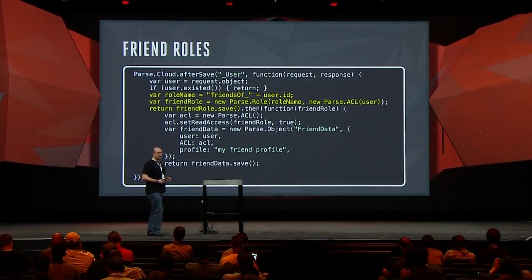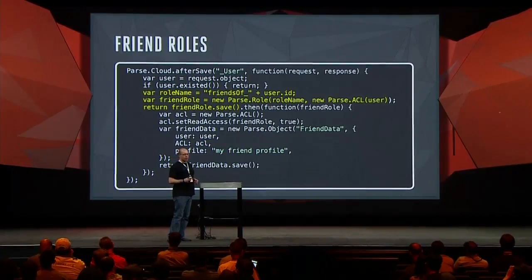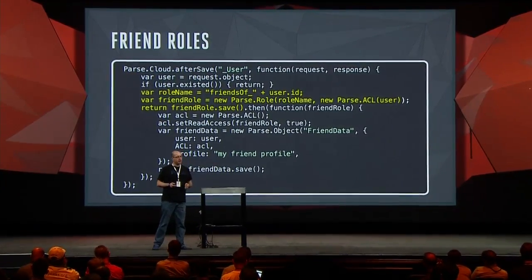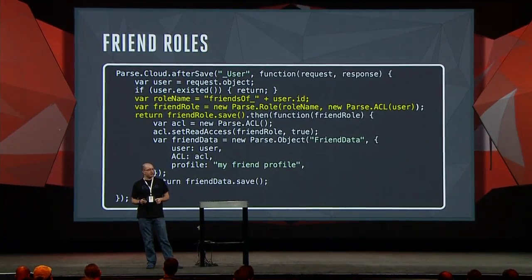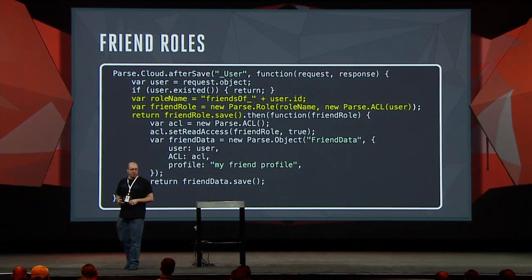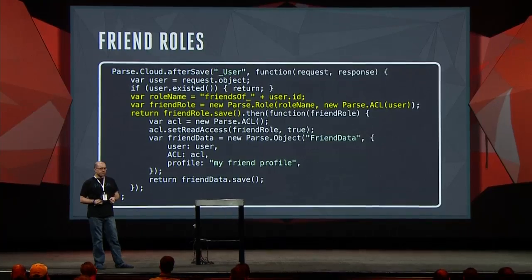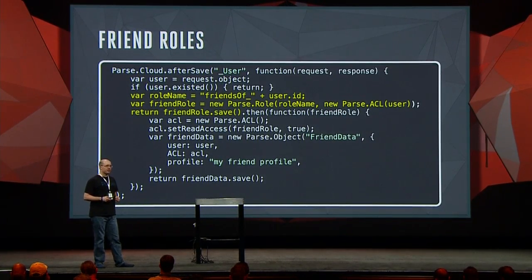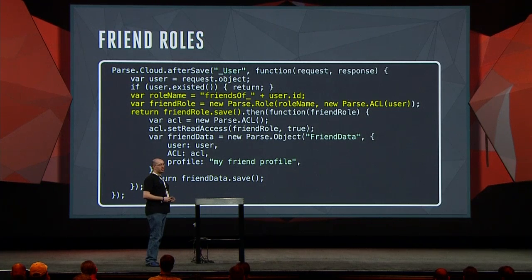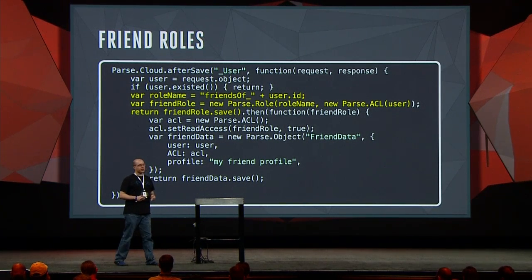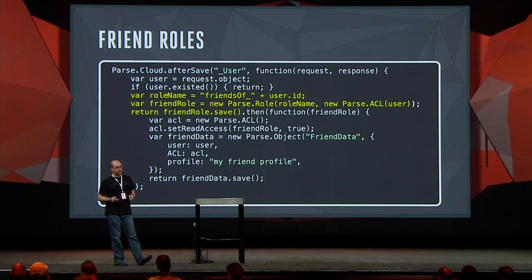Moving on to the part that's highlighted in yellow here, the first time a user is created, we create a role name that is friends of and that user ID. And then we create a role. In this case, there's an access control list assigned to the role with just that user, meaning only they are allowed to change who's in this role. And then we save that role.